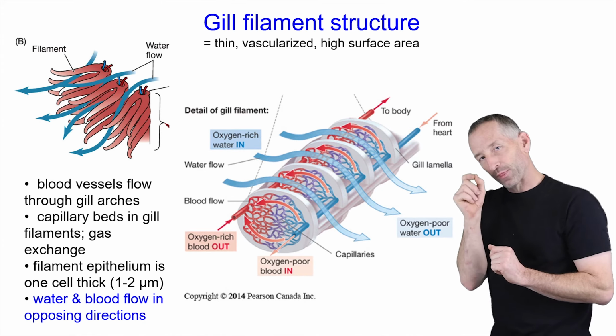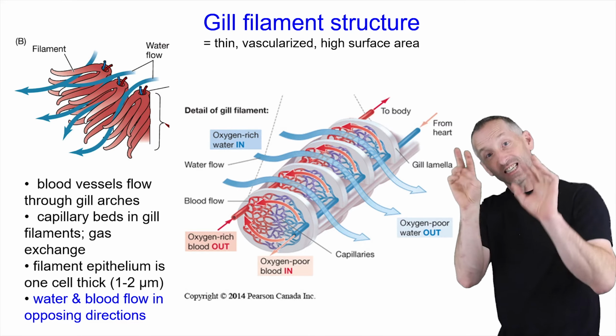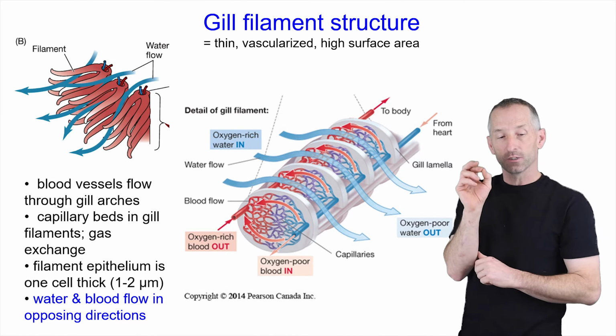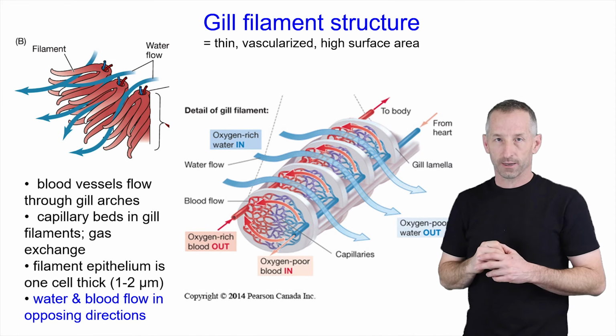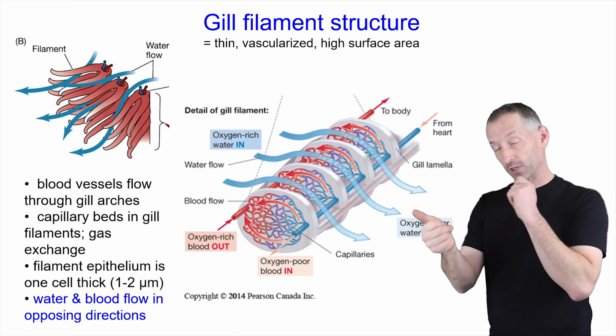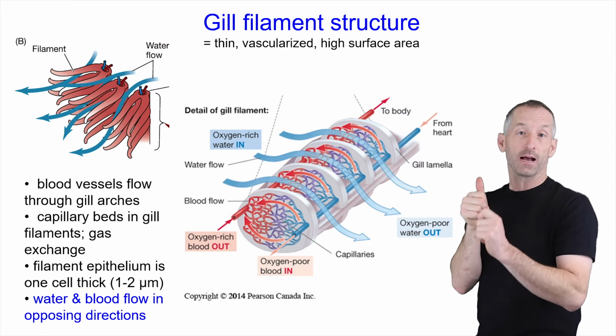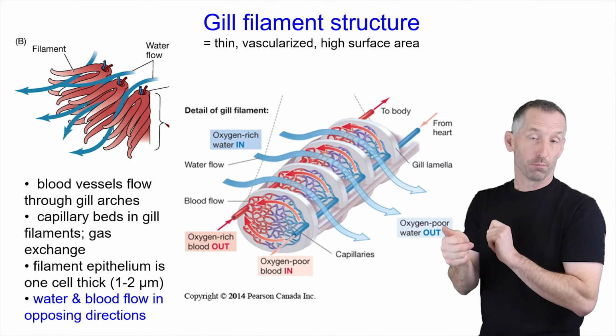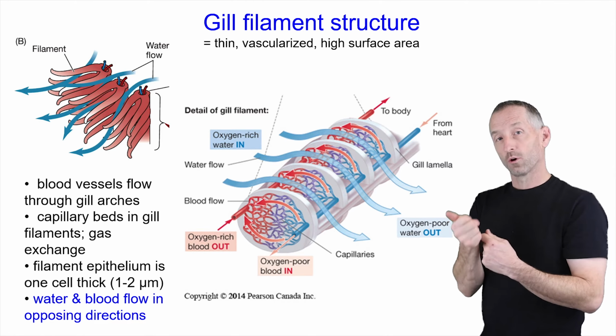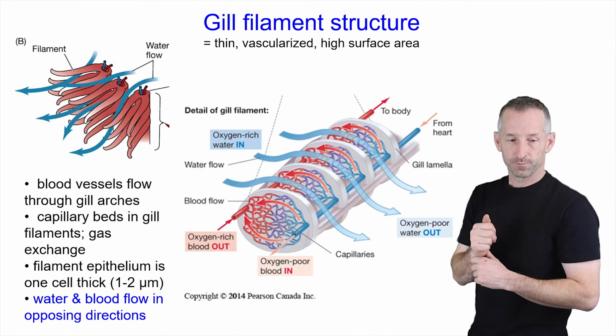And the filament epithelium, that is the skin of the filament, is only 1 to 2 microns thick. And that is why you can have good exchange of oxygen and other gases and other things between the blood and the water, but also why they're very easily damaged.